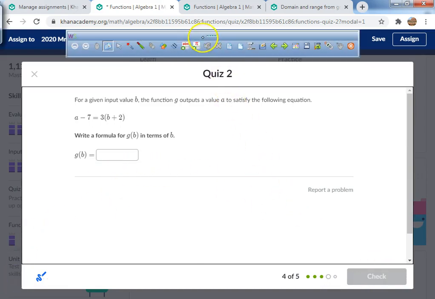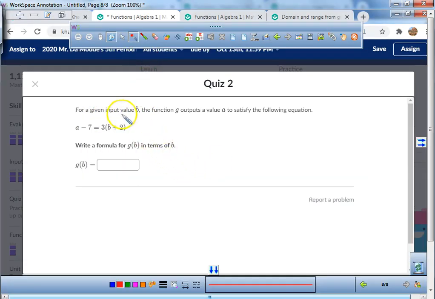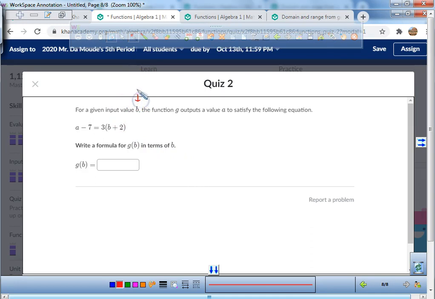All right, so this will be the last problem that I do, unless the next one's really easy. But this one says, for a given input value b. So that kind of gives you a clue. It lets you know your input. Your input is your domain or your x value. So I'm going to put the input is my domain. The function g outputs. Ooh, there's my output. So that's my range. All right.